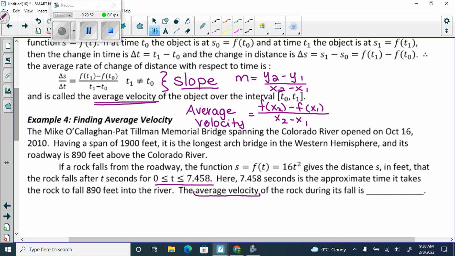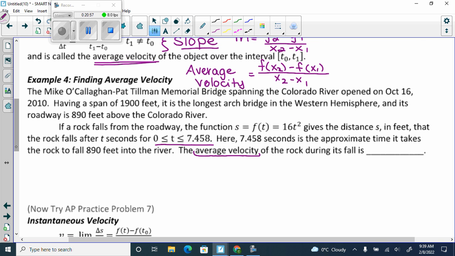Average velocity. If you see average velocity, you should immediately go, hey, Mrs. Lepp wants the slope. That's all she wants. And the giveaway is the word average. Instantaneous means first derivative. Average means just find the slope from grade 10. How do I find slope from grade 10? I need two coordinates, correct? I have x values, do I not? What are the two x values?